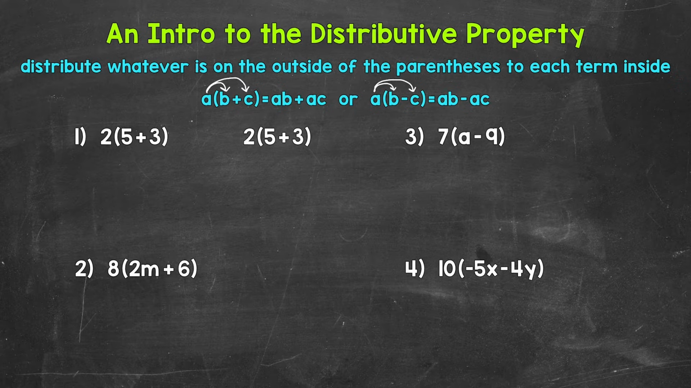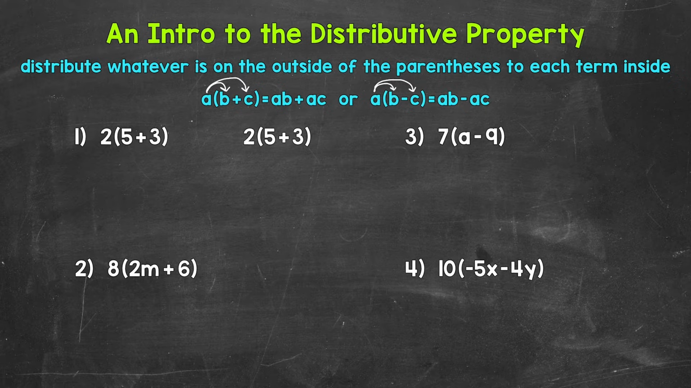So at the top of the screen, there is a general overview of the distributive property where A is being distributed to the terms inside of the parentheses. The distributive property and that overview will make a lot more sense as we go through our examples. Let's jump into number 1, where we have 2 and then in parentheses 5 plus 3. And we're going to do this two different ways, by using the order of operations, so doing what's in the parentheses first, and then also using the distributive property.